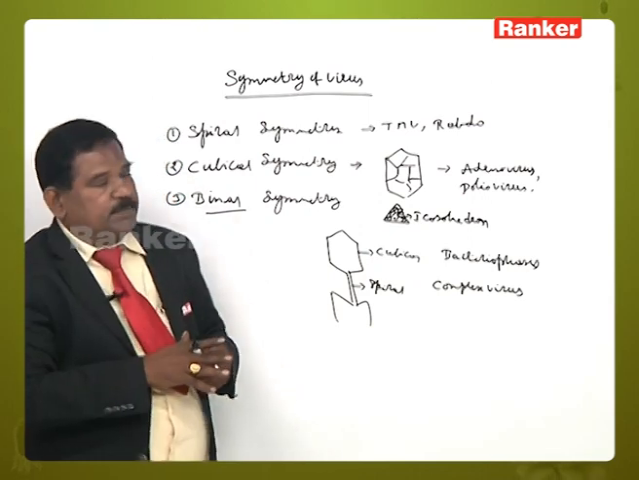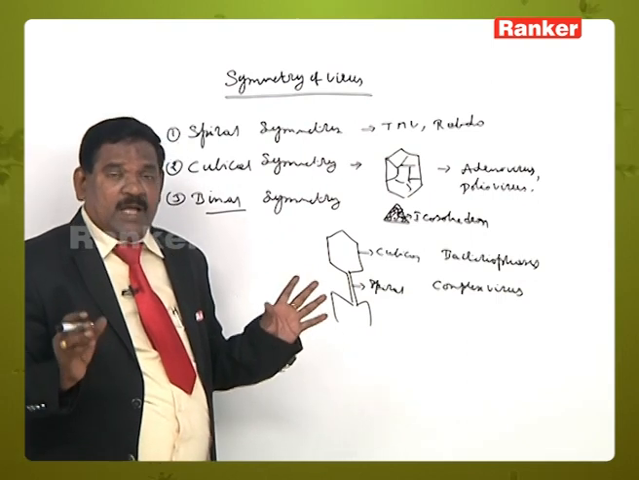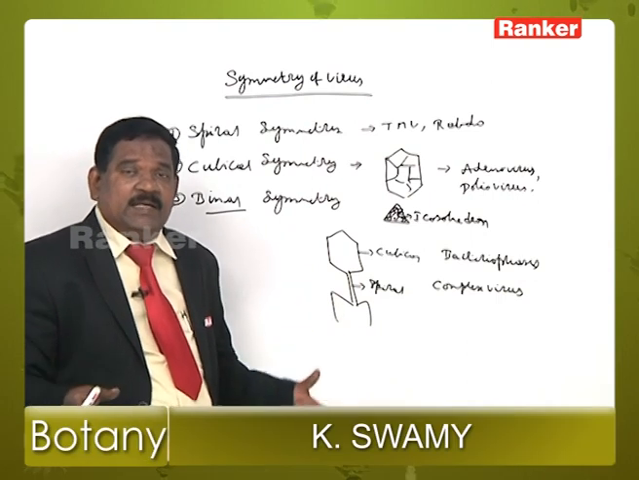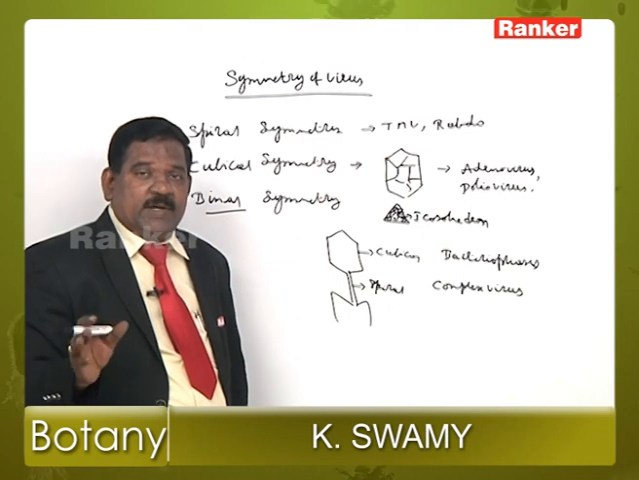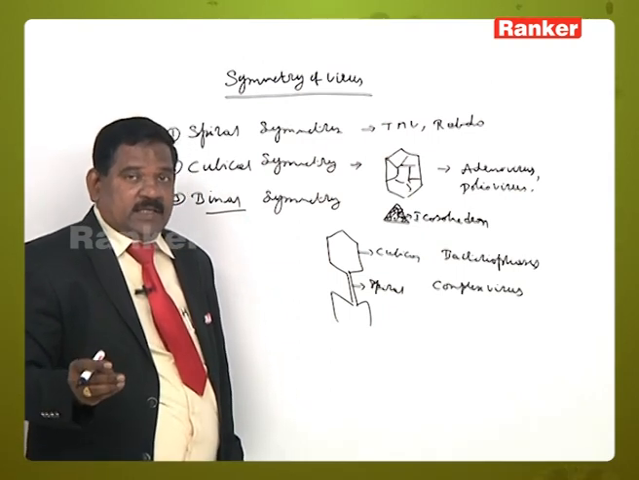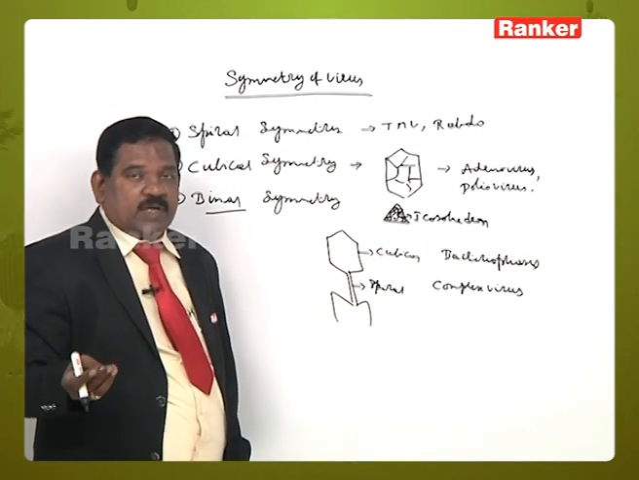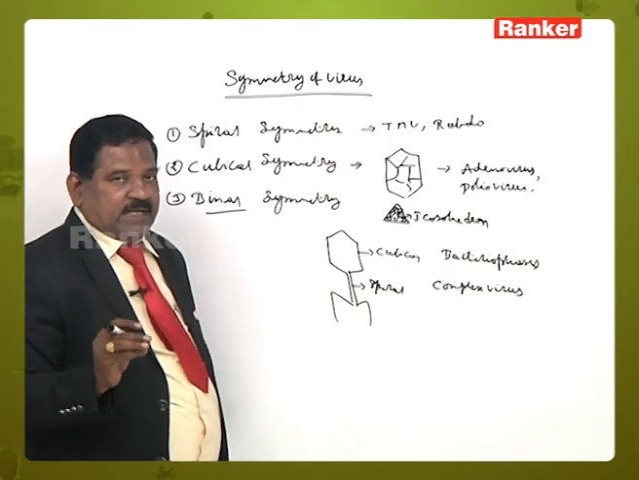So, symmetry is based on the arrangement of capsomers in the capsid. But symmetry is absent in some viruses. Viroids do not show any symmetry. Viroids are viruses without a protein coat, consisting only of nucleic acid. So, symmetry is absent in viroids.